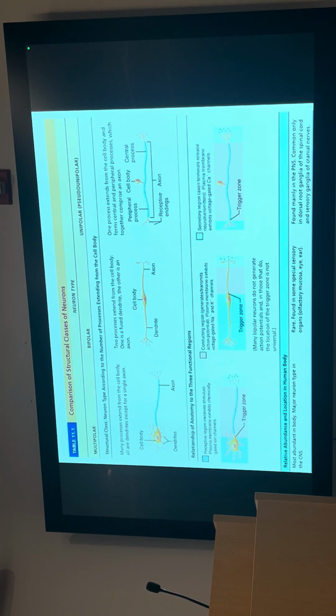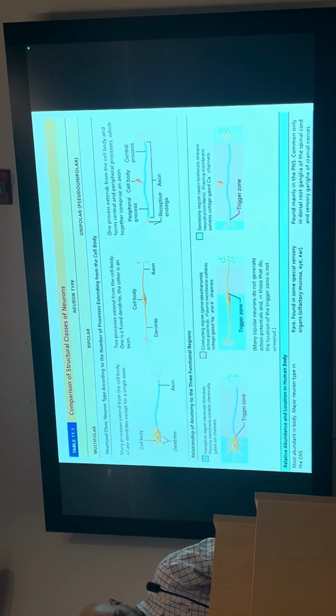These exist, don't worry about them so much. Notice the cell body, the two processes, 1, 2, so we call it bipolar. These are only found in specialized, like in your eyes and ears, special senses, things like that. But don't worry about that. You're going to be familiar with the multipolar and the unipolar.